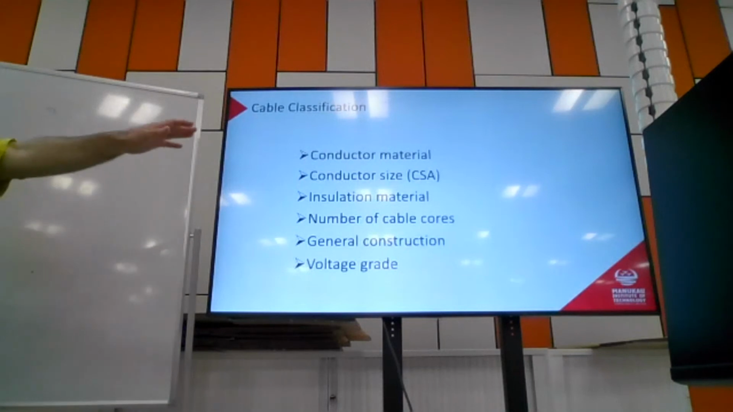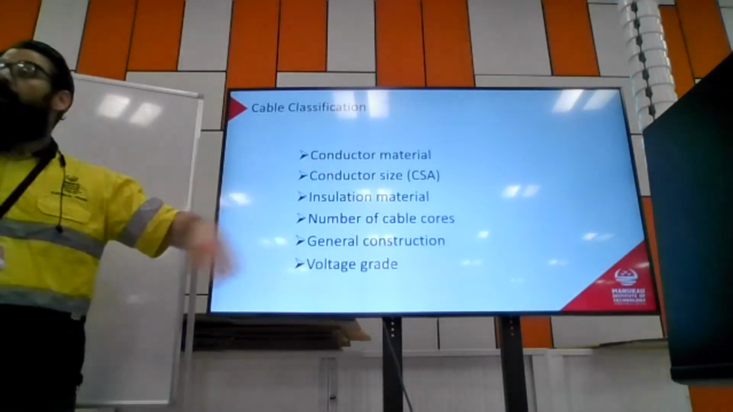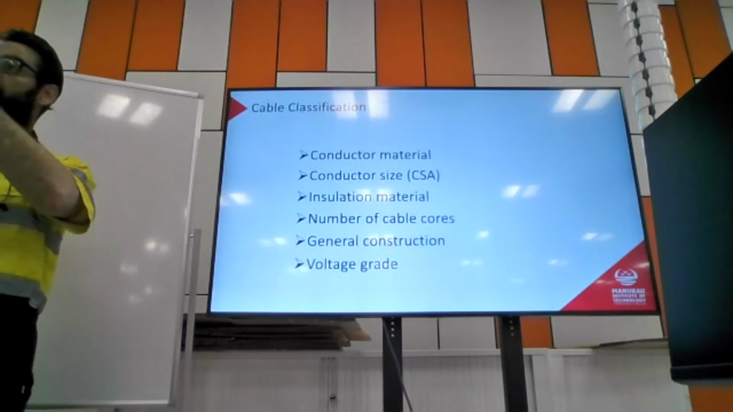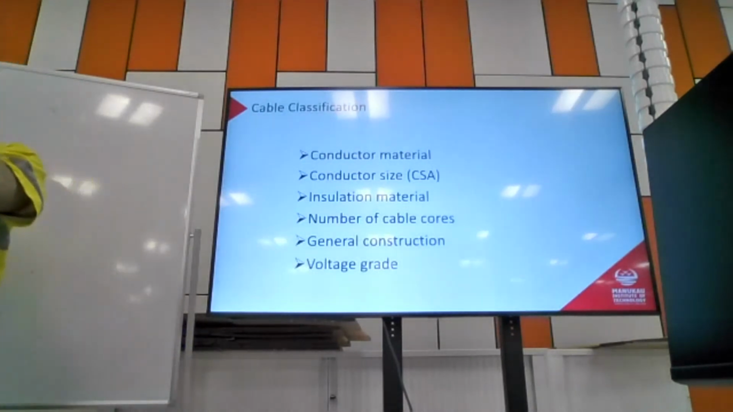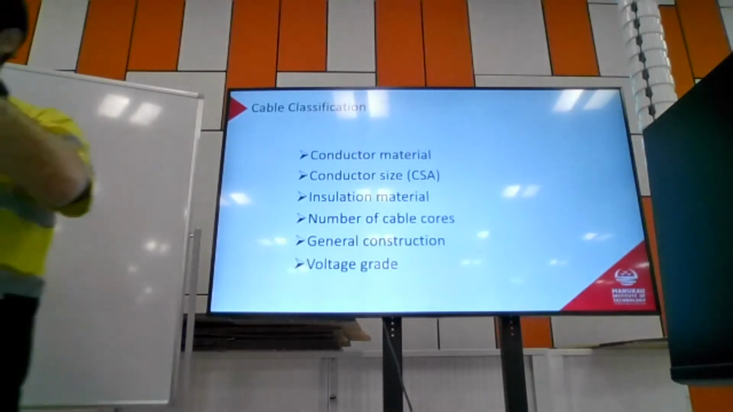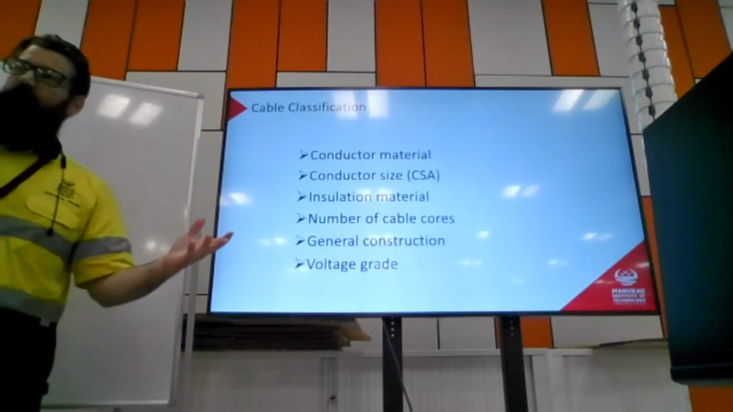It'll say CU, for example, which would be copper, conductor size 2.5 millimeters squared, and it'll say PVC/PVC, so that means PVC internal and PVC external insulation. Number of cable cores. Just for TPS, a 3-core TPS is generally referred to as 2-core plus earth. I don't know why, that's just how we call it.